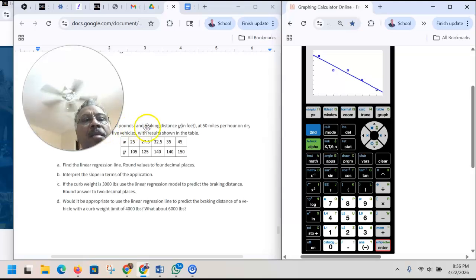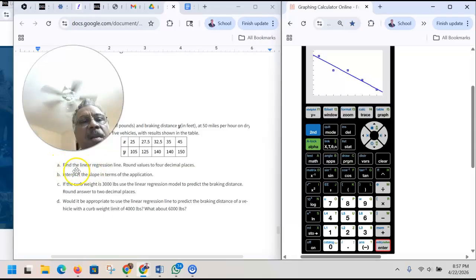Curb weight and braking distance at 50 miles per hour on dry pavement were measured for 5 vehicles. These are 5 vehicles whose weight is given in hundreds of pounds. From the time it starts traveling at 50 miles per hour and the brake is applied, how far does it go? Is there a relationship between these? And you can see, yes, the heavier the vehicle is, the greater the distance after braking.